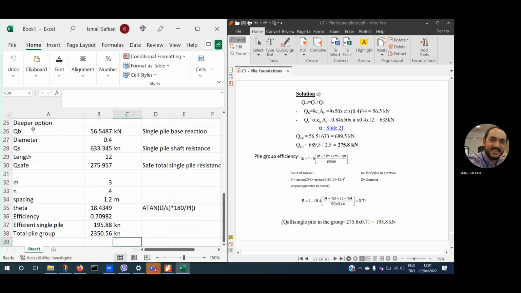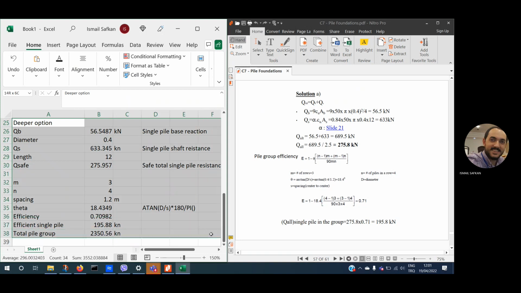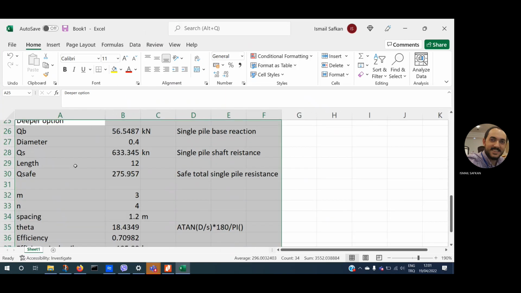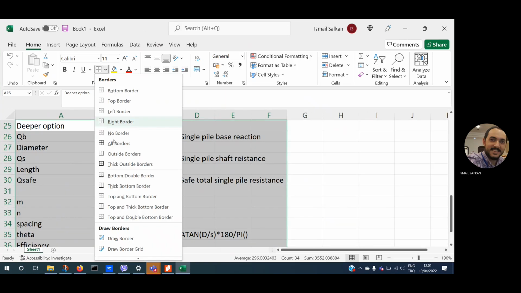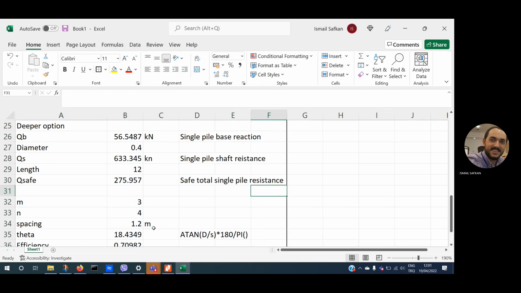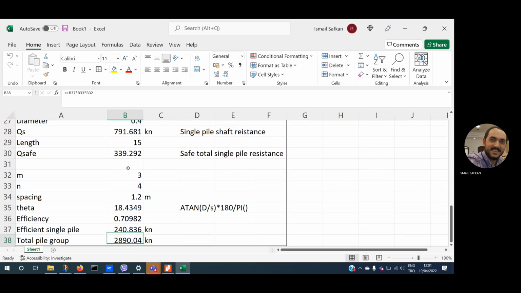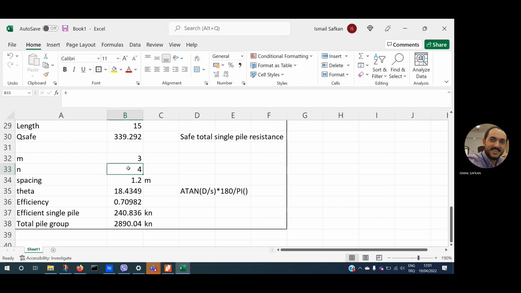But now, look, I have a system here where I can change the values. So let's say I'm going to change the length to 15. Now let's see if 15 is adequate. Not enough. 20.